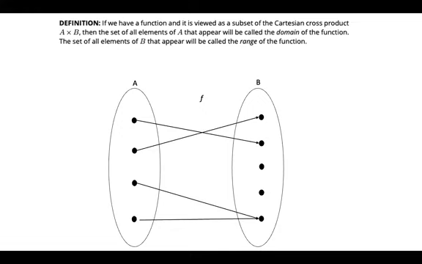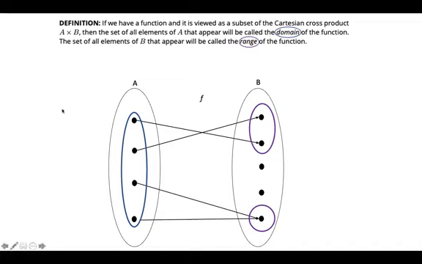So let's begin with the definition. If we have a function and it is viewed as a subset of the Cartesian cross product A cross B, then the set of all elements of A that appear will be called the domain of a function. The set of all elements of B that appear will be called the range of a function. Notice how the range is only the elements in set B that are appearing, i.e. that are being used by the elements of A.